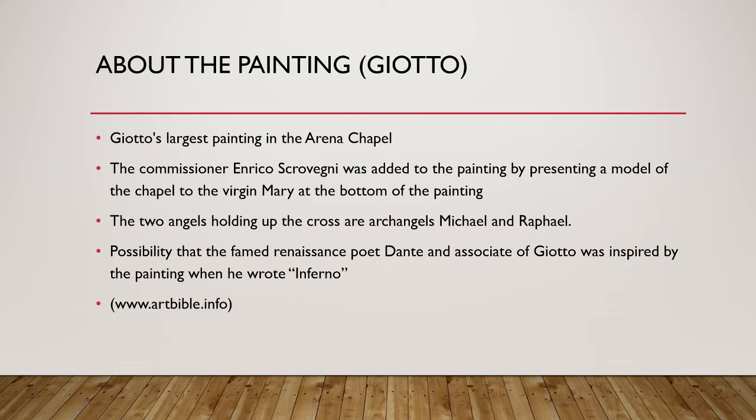Giotto's painting was said to be the largest he had ever made in his career in the Arena Chapel. He even added the commissioner named Enrico Scrovegni in the painting on the very bottom at the base of the cross, presenting a model of the chapel to the Virgin Mary, who is the mother of Jesus. Also, the two angels you saw at both ends of the cross below Christ are the famed biblical figures Archangels Michael and Raphael.